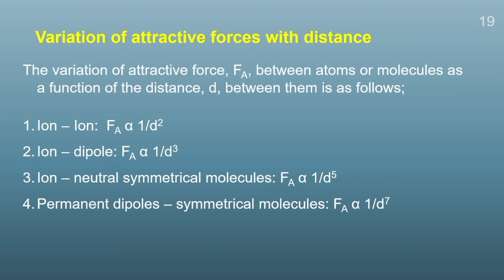Depending on what kind of attractive forces, the variation will also be different. Generally the ion to ion attractive force is inversely proportional to the square of the distance. Ion to dipole is inversely proportional to the cube of the distance. Ion to neutral symmetrical molecules is inversely proportional to the fifth power of the distance. Permanent dipoles and symmetrical molecules are inversely proportional to the 7th power of the distance.